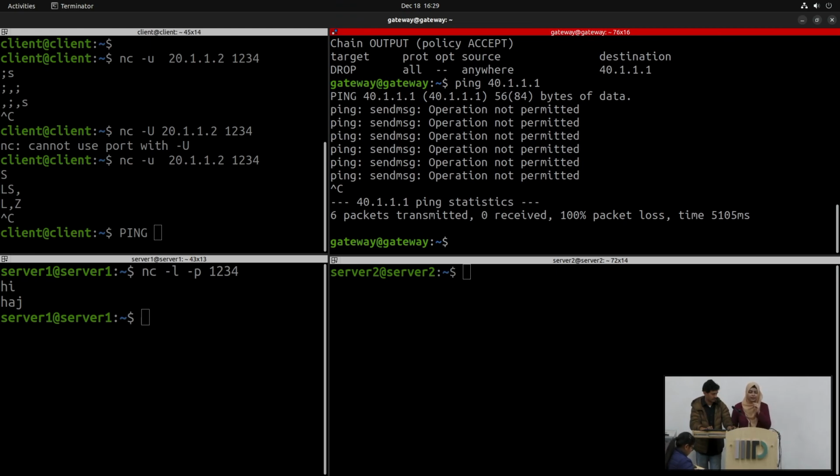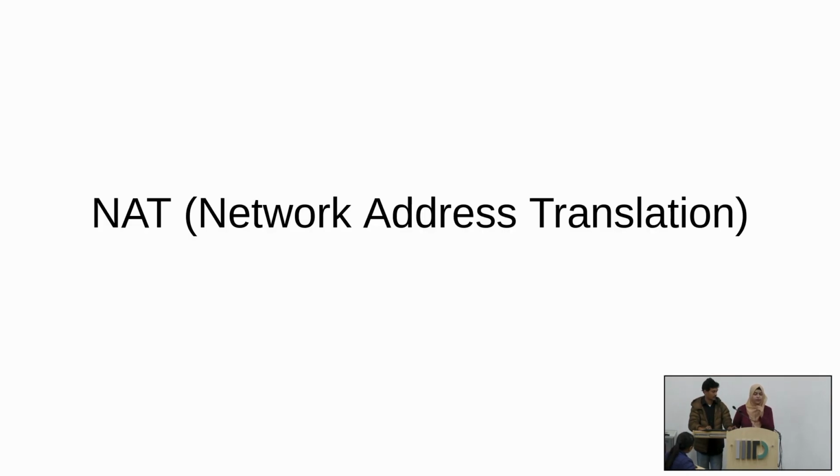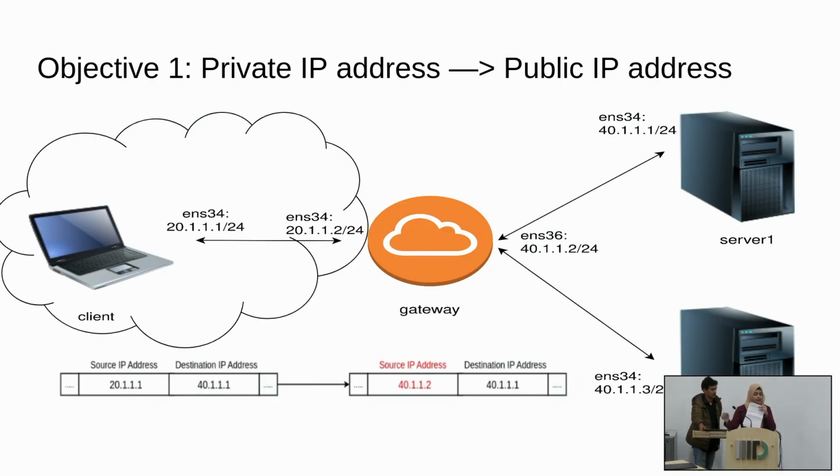Alright. Getting to the next network function, which is network address translation. I think you must have the general idea behind it, as it is used to convert private IP addresses to public and vice versa. For our scenario, we'll have two objectives. We have our client with IP address 20.1.1.1, and if it wants to communicate with server 1, 40.1.1.1, the client's internal IP address should not get revealed, right?